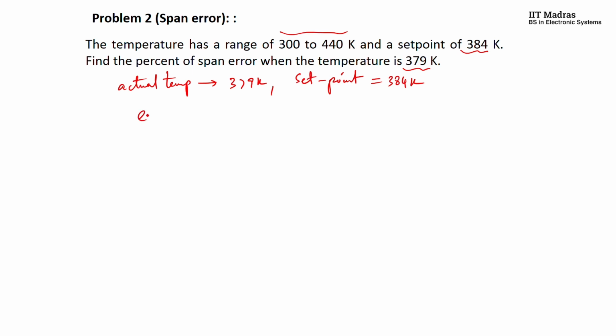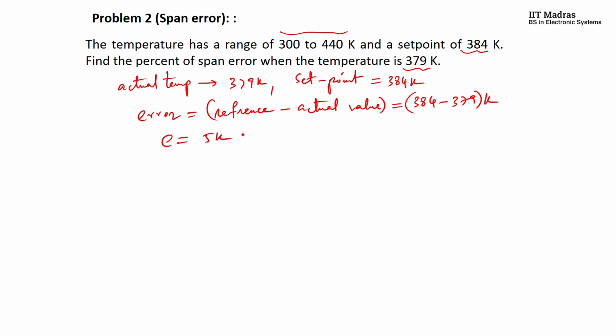What is the error here? The error is equal to the reference minus the actual value. What is the reference here? 384 minus 379. This is the value we need to find. This is the error, in Kelvin, so it comes out to be 5 Kelvin. The absolute error is 5 Kelvin.